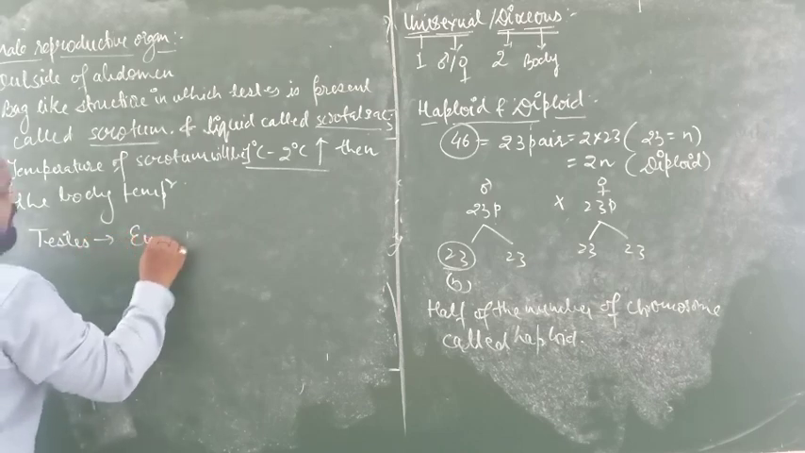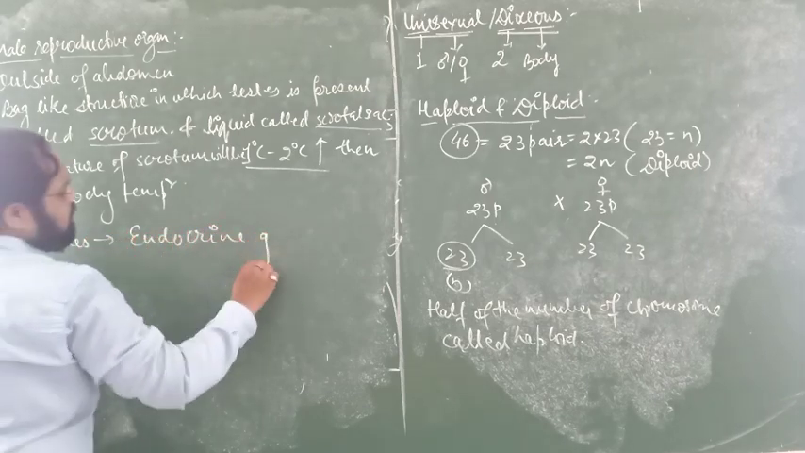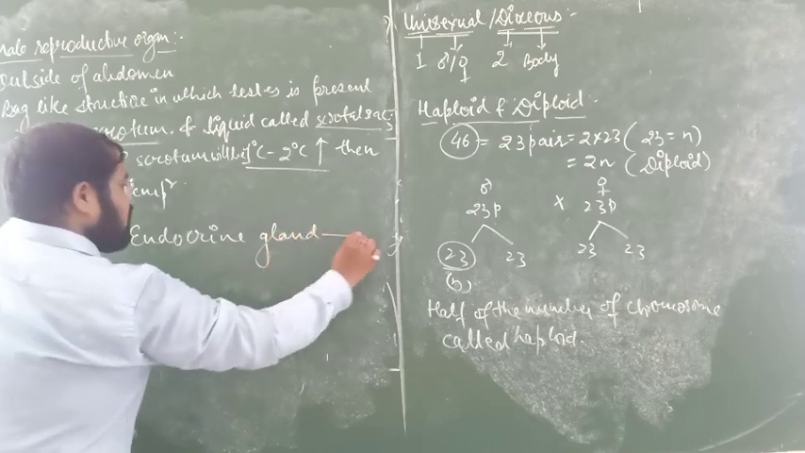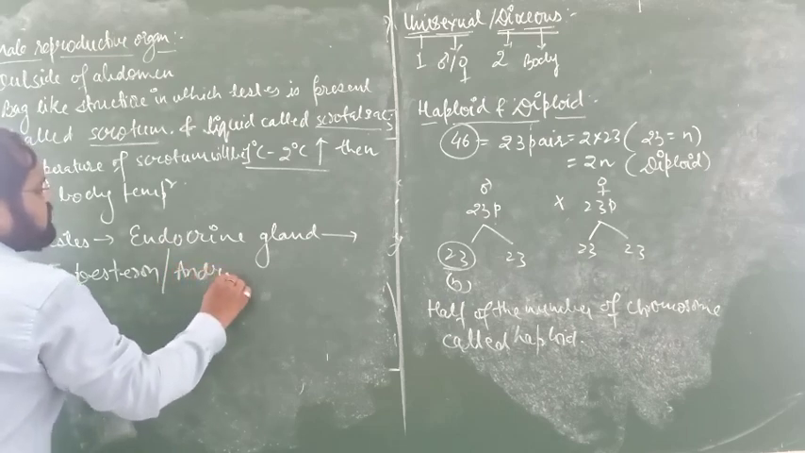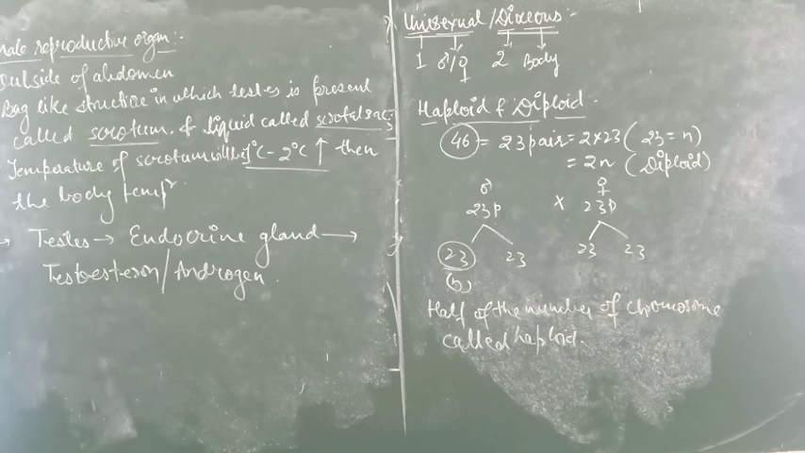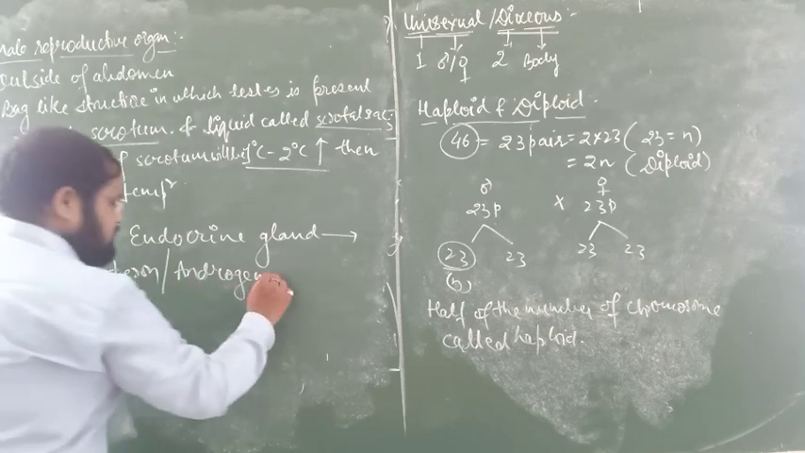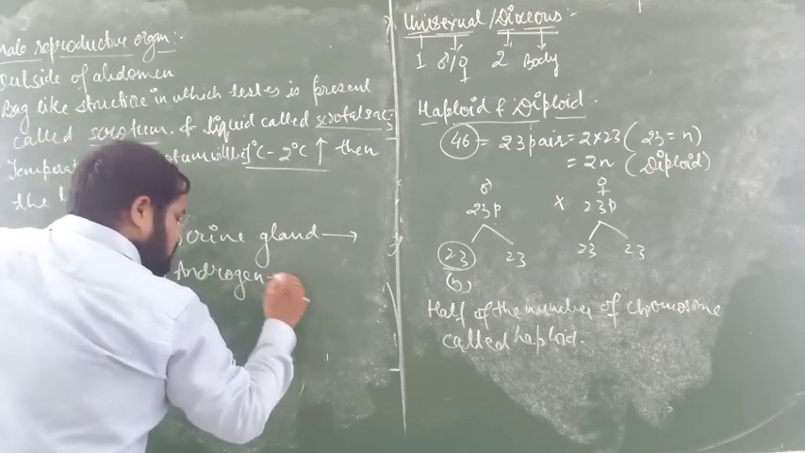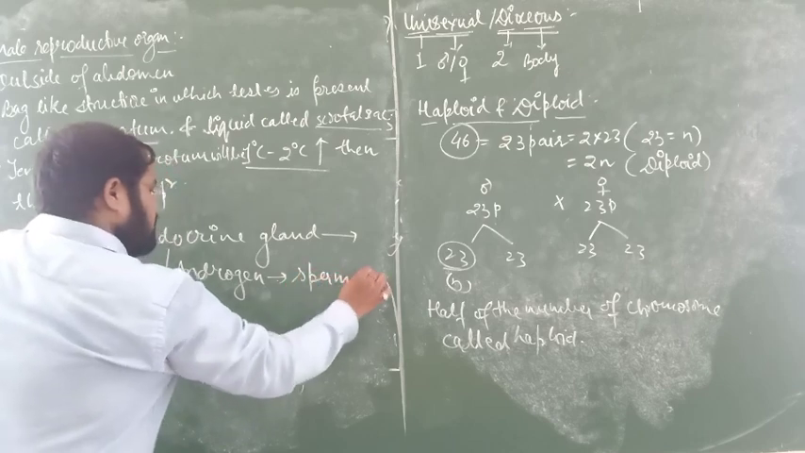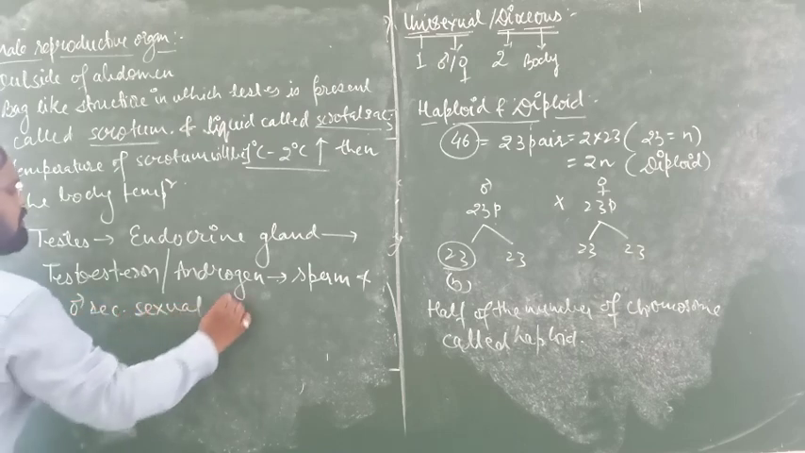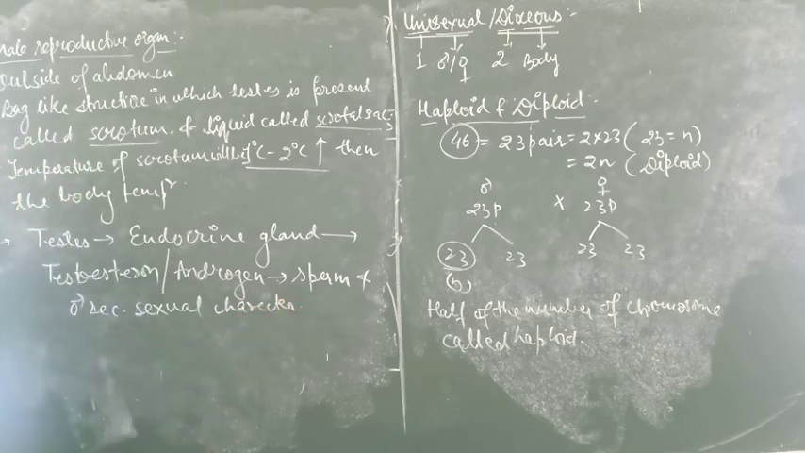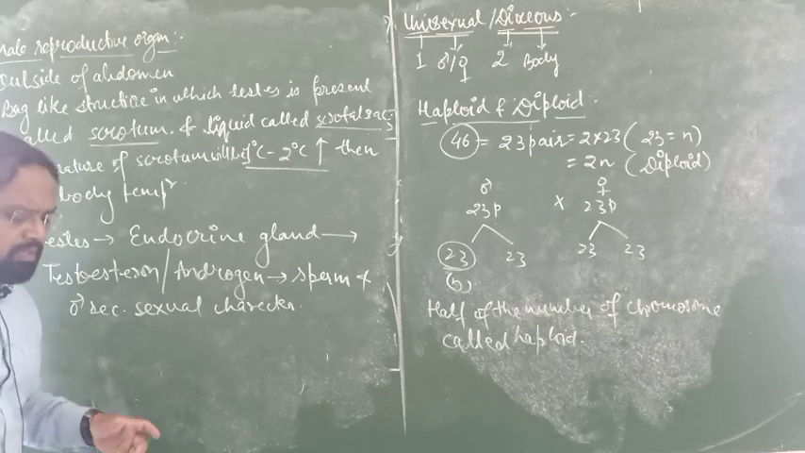The testis is an endocrine gland which releases a hormone called testosterone, or androgen. Testosterone helps in the formation of sperm, and is also responsible for male secondary sexual characters. So these are some points about the male reproductive organ.